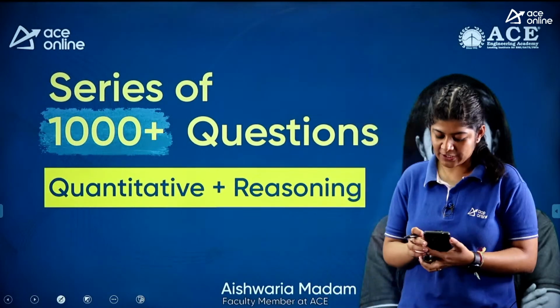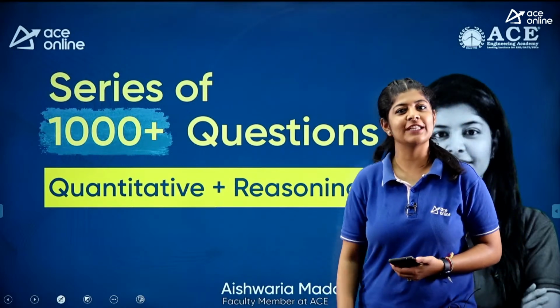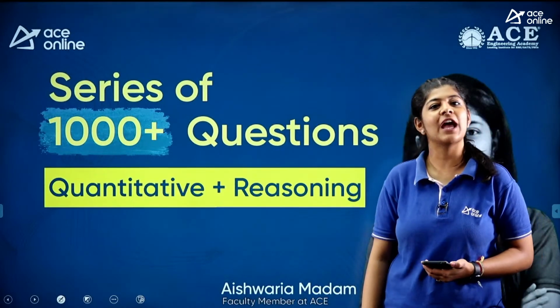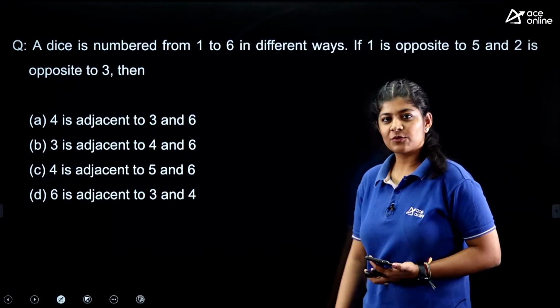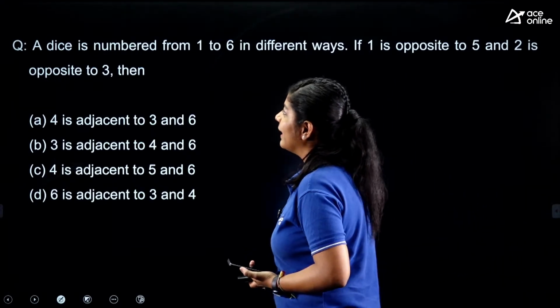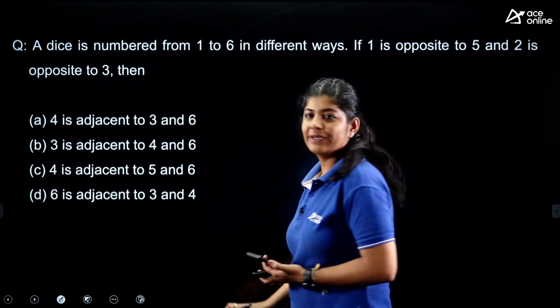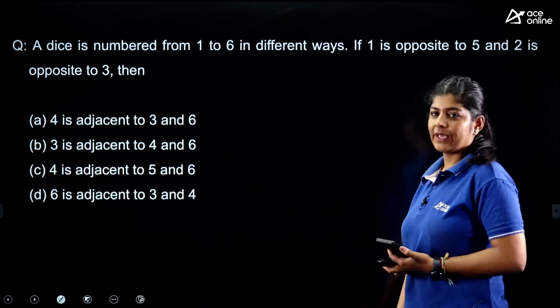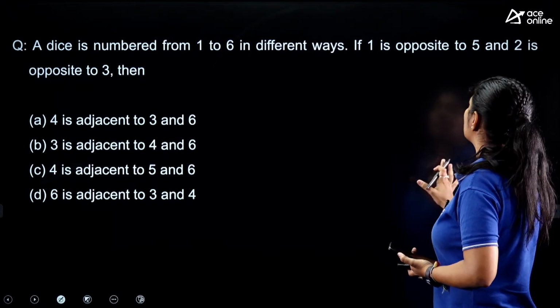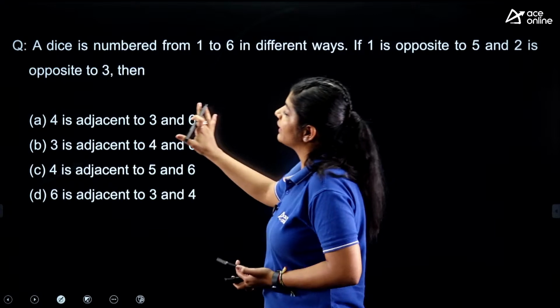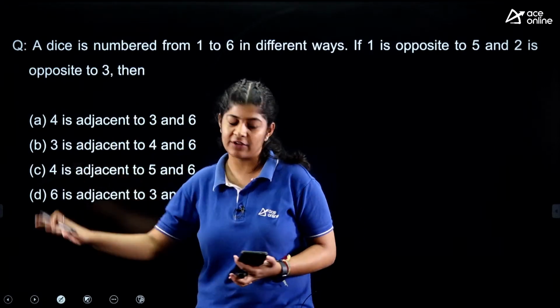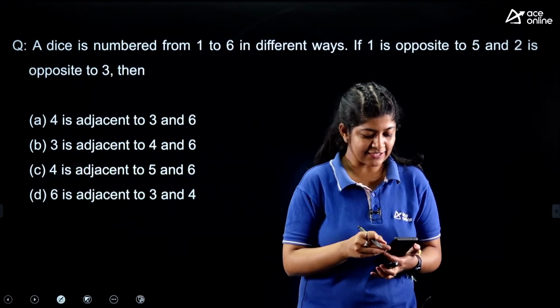So without wasting much more time, let's start our today's session and let's see what questions we are having and how we are going to approach them. So this is our first question, and the question is saying that a dice is numbered from 1 to 6 in different ways. If 1 is opposite to 5 and 2 is opposite to 3, then we need to select one of the options out of these given 4 options. So what is the correct answer?